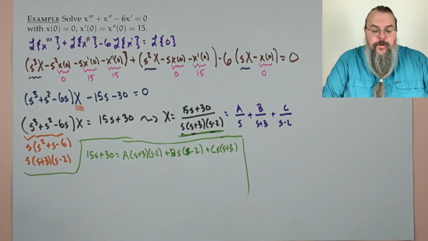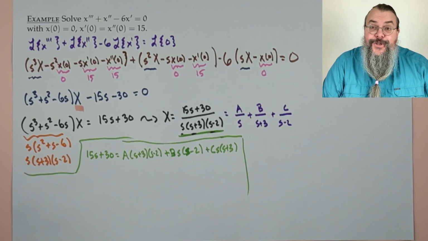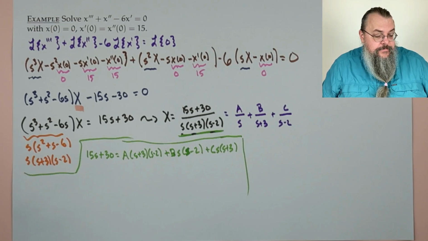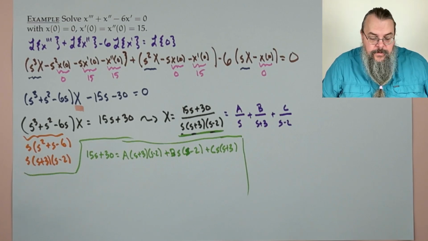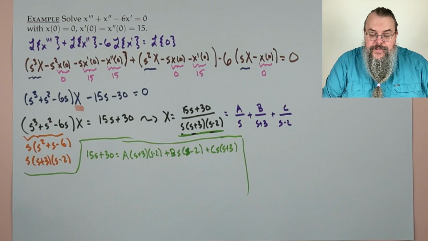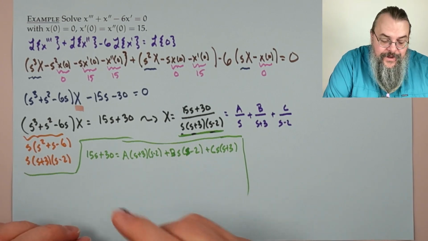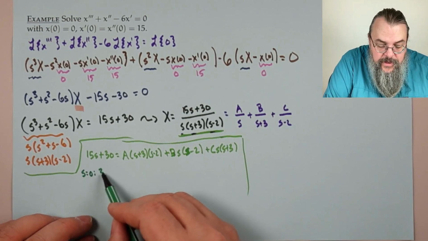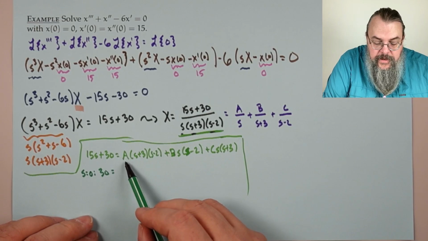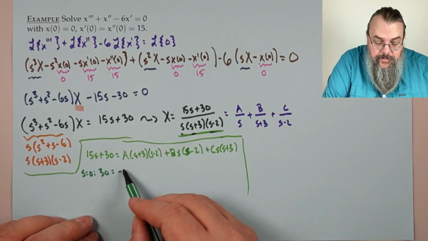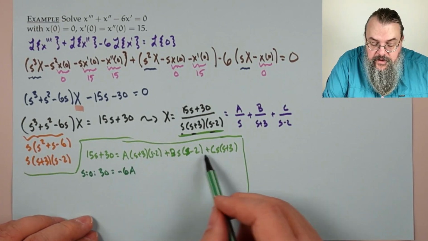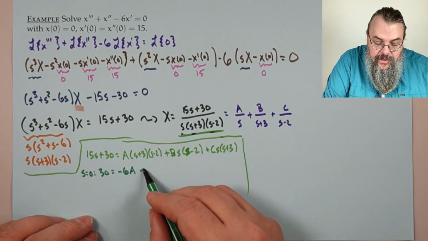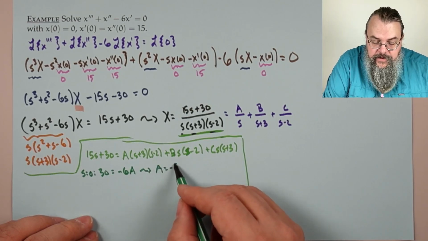All right, well, now make good choices. Let's see, what's a good choice? 0. That's a nice choice. So plug in s equals 0. What do we get? Well, 30. Here, we get A times 3 times minus 2. That's minus 6A. Then 0 because of the term s, and 0 because of the term s. So we say, aha, A is negative 5.